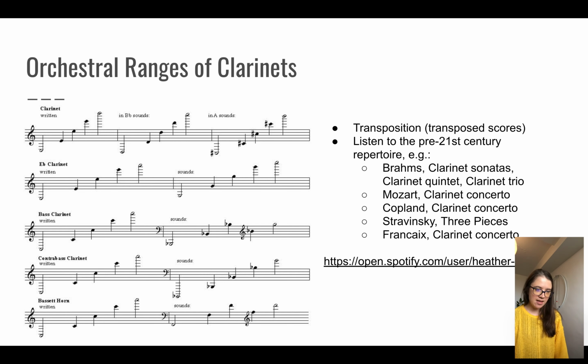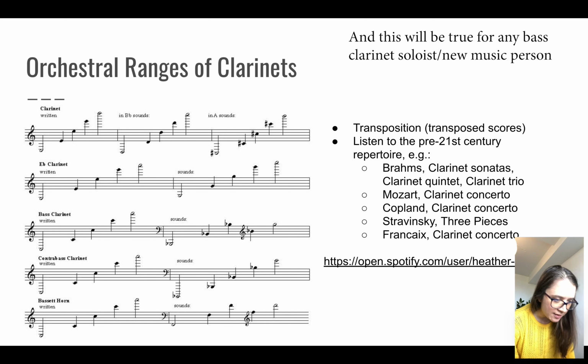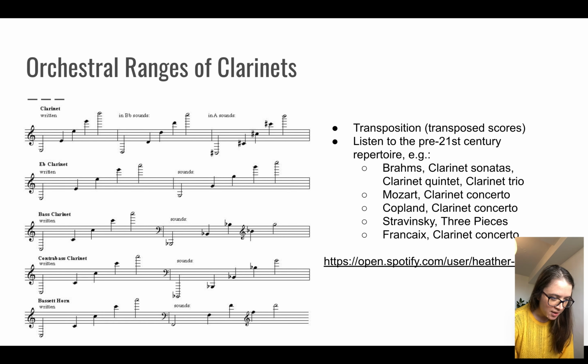And this slide shows the different ranges of different clarinets. These are all transposed. They're written in both written pitches and sounding pitches for you. These are fairly standard orchestral ranges. So, for example, with the bass clarinet, my practical range goes quite a bit higher than that A that's written there. So on a reasonable day, I can get up to an F or an F sharp above that.